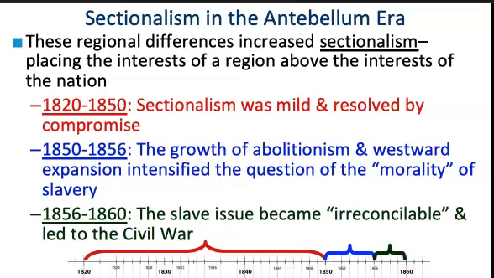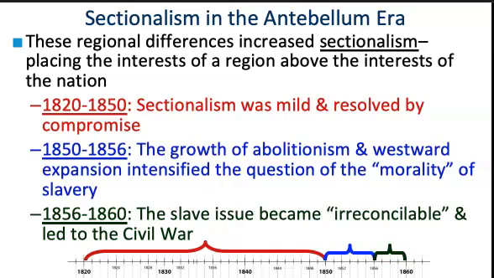And those dates are kind of important, right? 1820 and then 1850. We have the Compromise of 1820 or the Missouri Compromise, and then the Compromise of 1850. They resolve, generally speaking, these issues of sectionalism. Then between 1850 and 1856, we see the growth of abolitionism and Western expansion, and it's going to intensify the issue over the morality of slavery. And between 1856 and 1860, the issue of slavery becomes unreconcilable. They're not going to be able to solve their differences, and this leads to the Civil War.